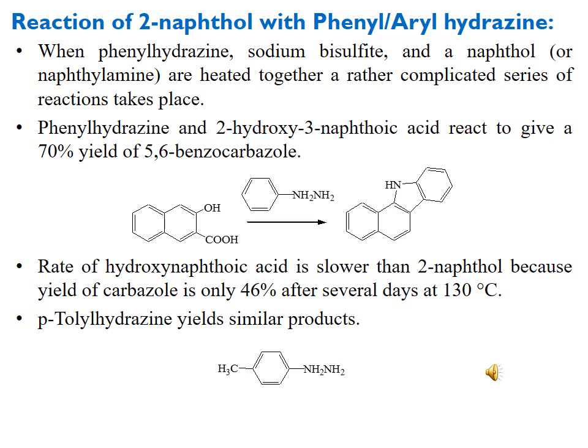If we use phenyl hydrazine in reaction with 2-hydroxy-3-naphthoic acid, we get the product 5,6-benzocarbazole in 75% yield. Although the carboxyl-substituted naphthol gives the product, the rate of reaction of this moiety is less than that of simple unsubstituted naphthol. Also, the yield was not too high.